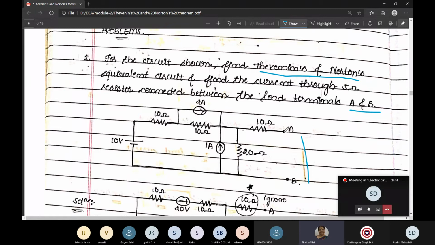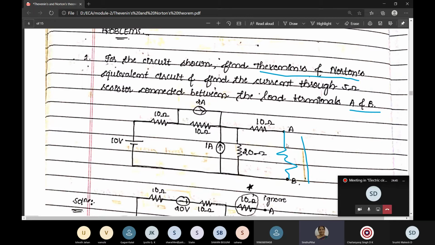Okay. At present, in the network they have given, they have not connected any 5 ohm resistor. It is open only. If at all they were connecting a 5 ohm resistor here, it should be removed. Okay, we have to remove that. At present we don't have anything like that. They have given it open, so the load terminal is open now. So what do we have to do? We have to find Thevenin's equivalent circuit across the load terminal.